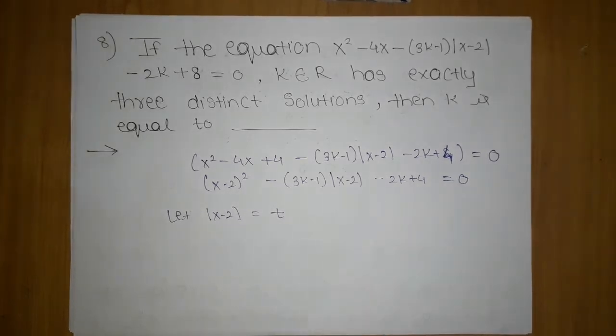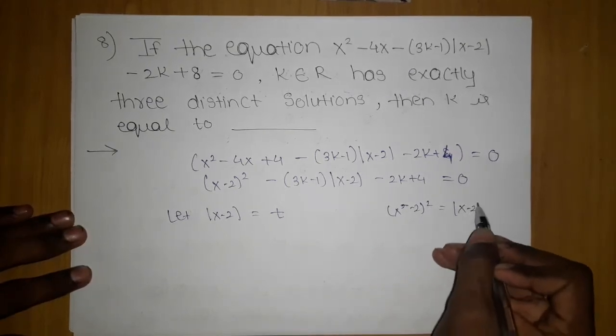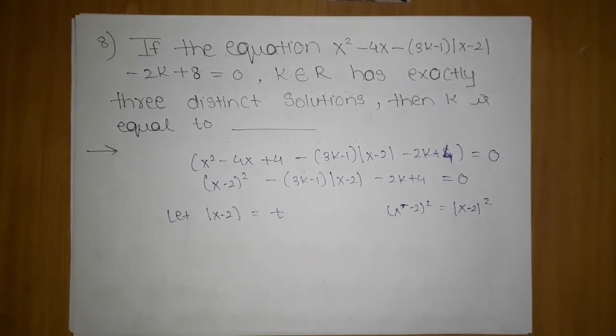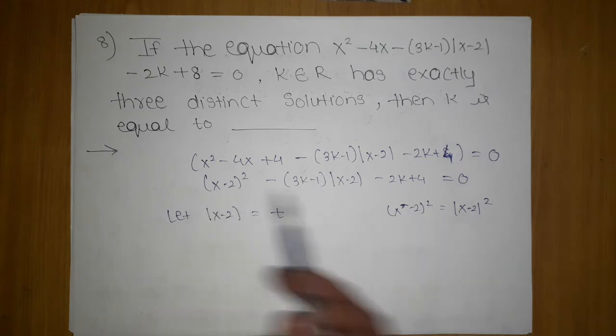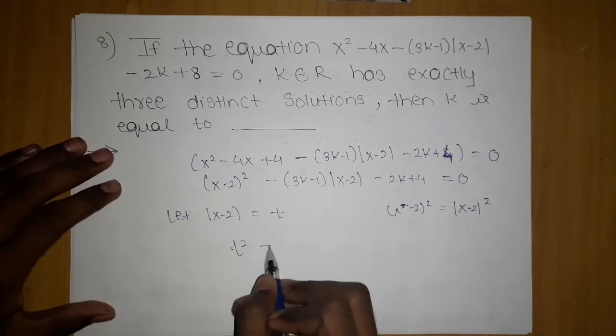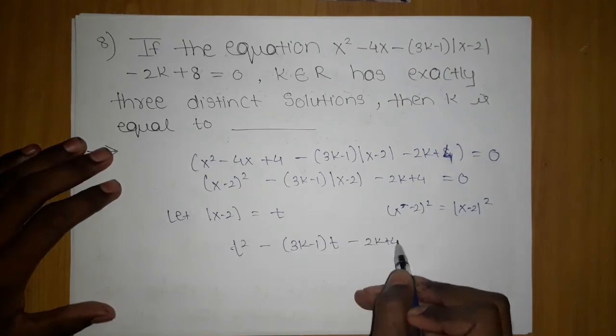Now if you know the property of inequality that x minus 2 the whole square can be written as mod x minus 2 the whole square, then I don't need to tell the reason why mod x minus 2 is equal to t. If you don't know the property, then please refer to inequalities, because it will just cost me more time to explain it. Modulus is just, this square term can be written like that, so I can take this stuff as t. Okay, so t square minus 3k minus 1 into t minus 2k plus 4 should be equal to 0.